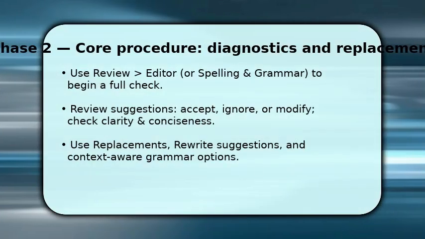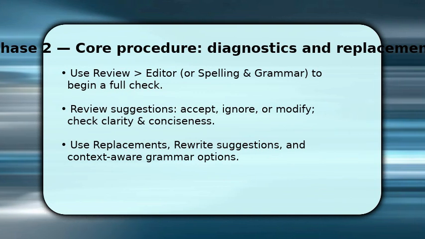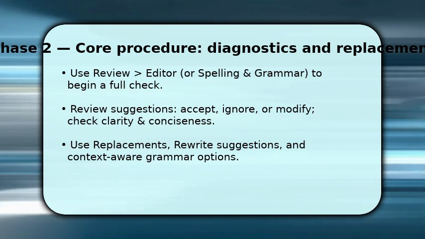Once your settings are ready, run the full grammar check via Review Editor or Spelling and Grammar. Word scans for grammar, clarity, and conciseness. You'll see suggestions grouped by issue. Click each to view why Word flagged it, and then accept, ignore, or edit the text.